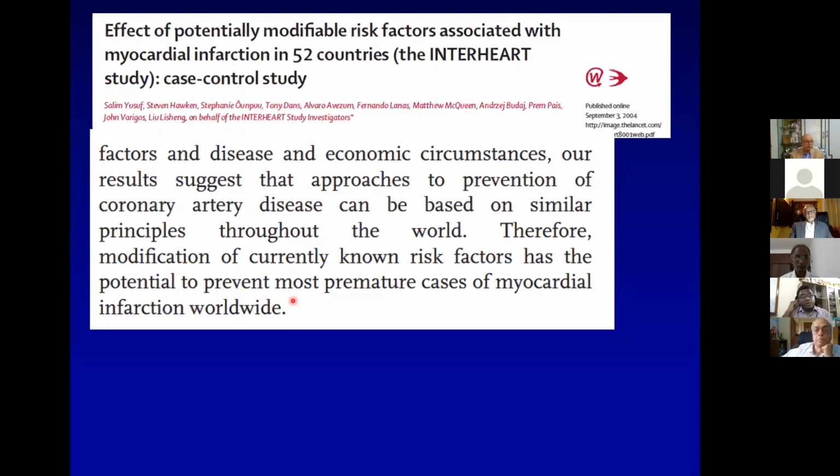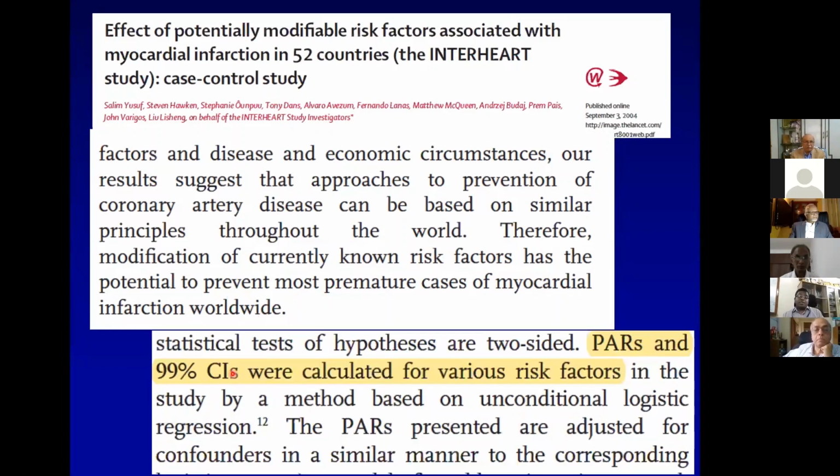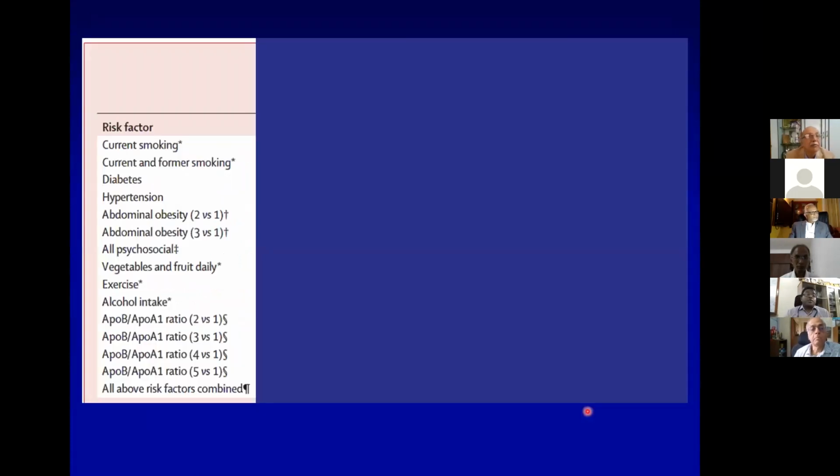So the PAR, or the population attributable risk, was an important concept that enabled the investigators to come to a conclusion such as this. So this I have taken from the statistics section of this classic paper. Population attributable risks and 99% confidence intervals were calculated for various risk factors, and how they did it is all clearly mentioned in this article in the Lancet that was over 20 pages. So this is a key result, and I'm taking it straight from the journal. So next time we look at the journal, it'll make a little more sense to us.